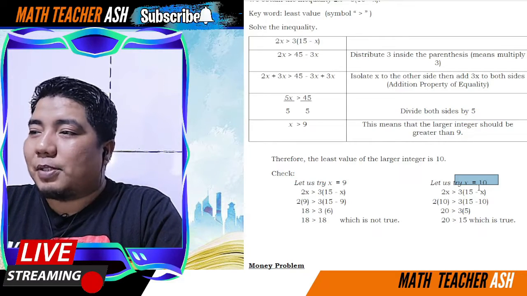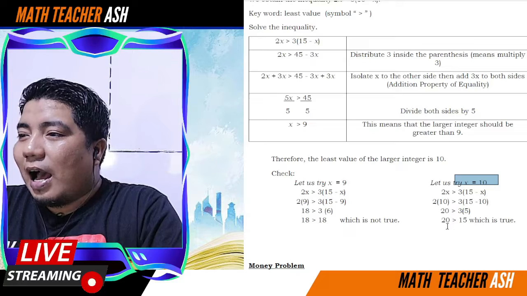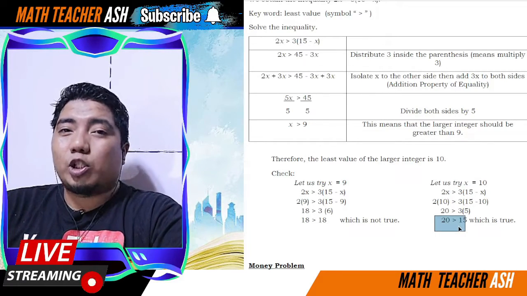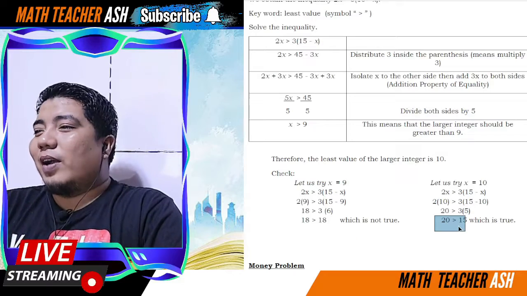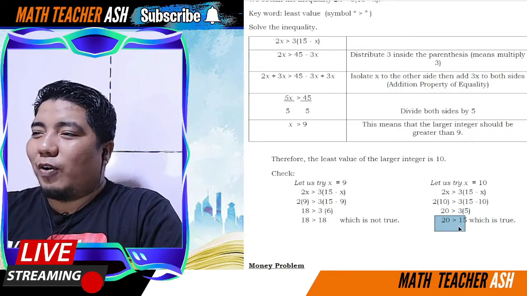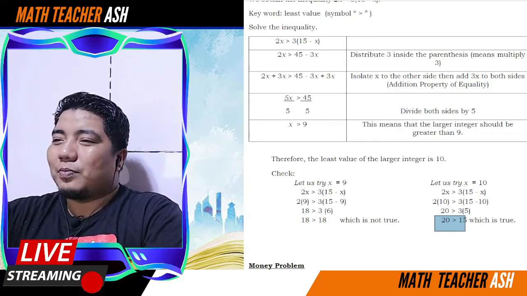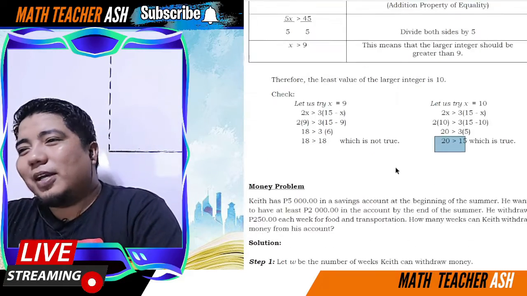Alright, so 10. If you try 10, and substitute it to your 2x is greater than 3 times the quantity 15 minus x, the result is 20 is greater than 15. Question, is 20 greater than 15? Alright, that is correct. So, therefore, you just answered your problem. Easy, right? It's really easy, my dear math learners.